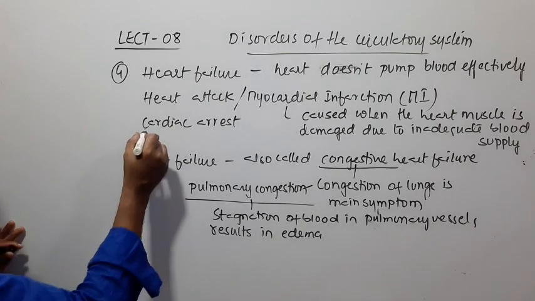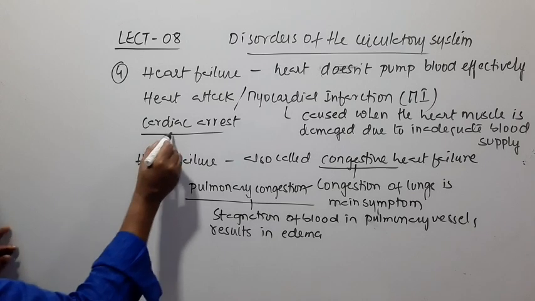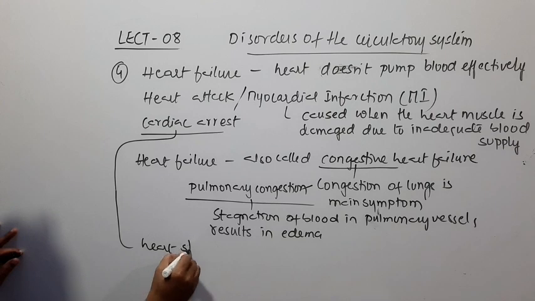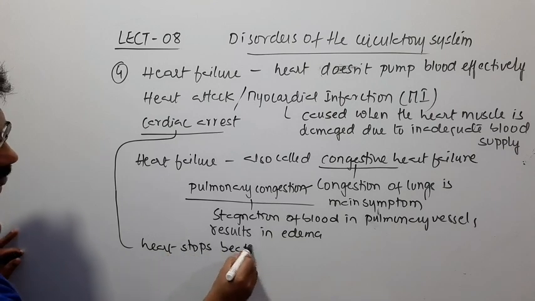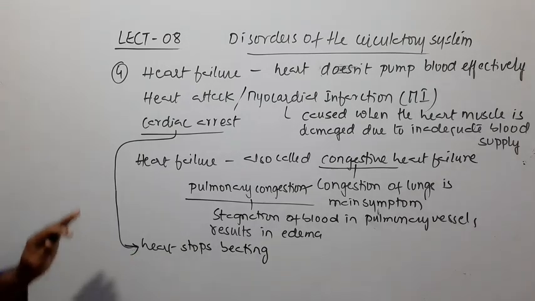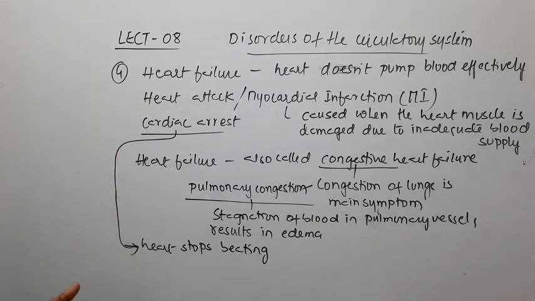Then coming to the third one, cardiac arrest. Cardiac arrest actually means the heart completely stops beating. The meaning of cardiac arrest is that the heart stops beating, which indicates the person is dead. In these cases the person may not die immediately, but later, conditions such as heart failure and heart attack may finally result in cardiac arrest.